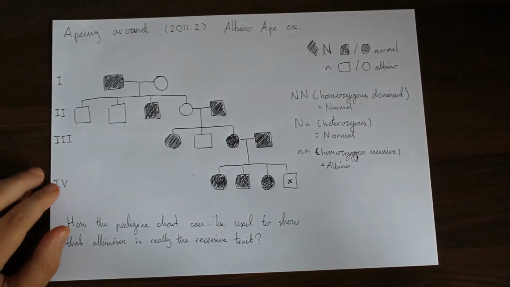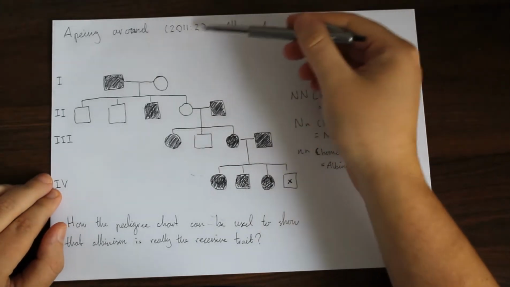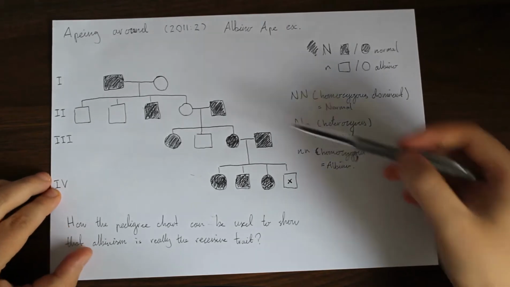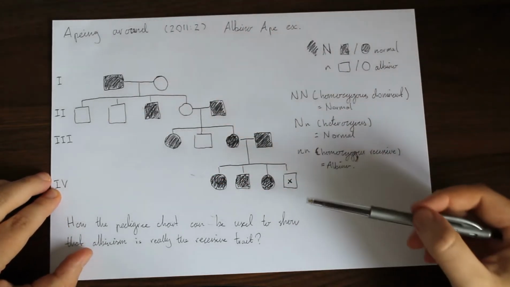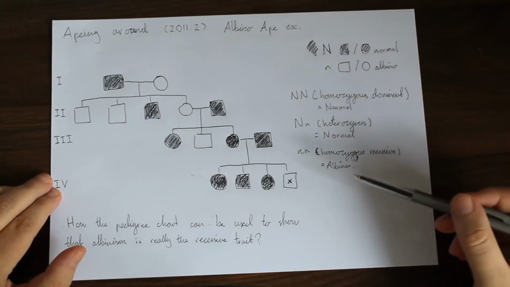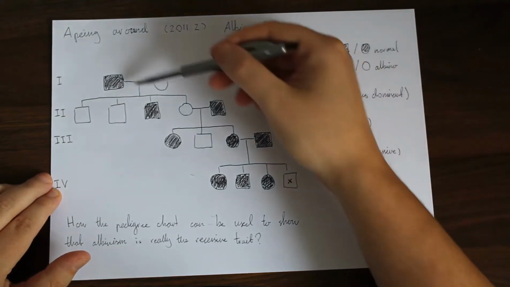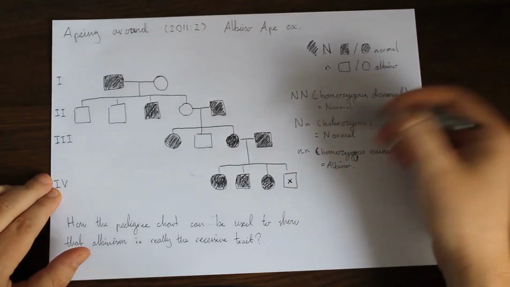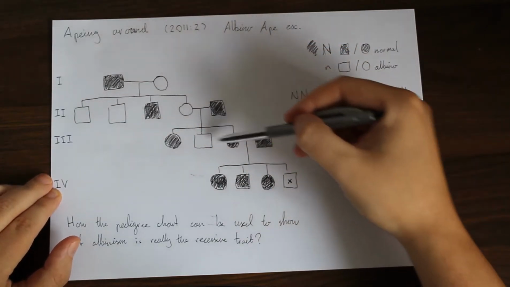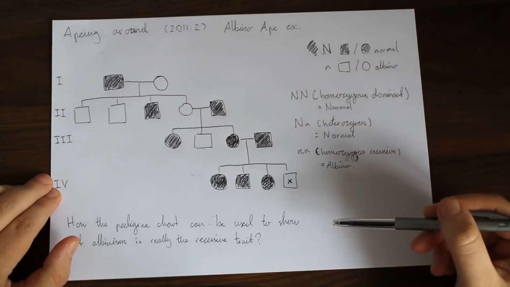I've taken an example from the question around in the 2011 exam, looking at albino apes. We've got 4 generations on a pedigree chart here. Okay, I've gone ahead and just drawn some stuff on the side to make it a little bit easier for us to know what's going on. Our coloured in individuals are our normal apes. Our white individuals, very fittingly in this one, are our albino apes.